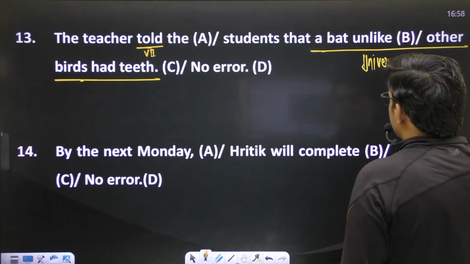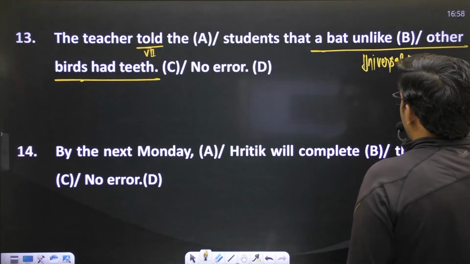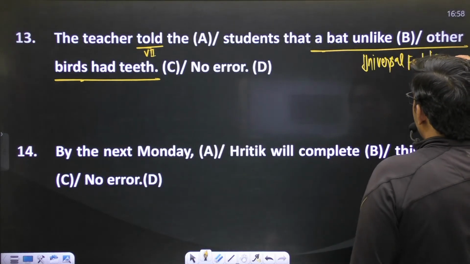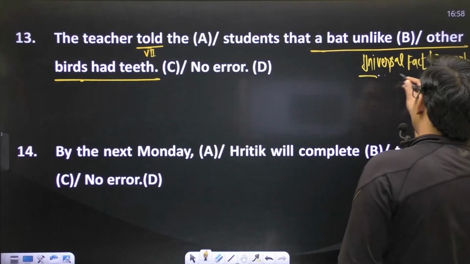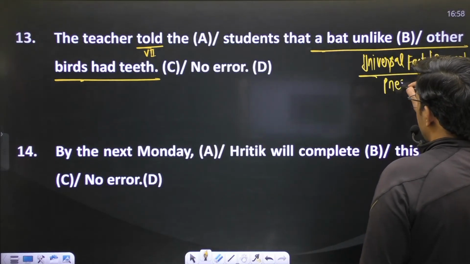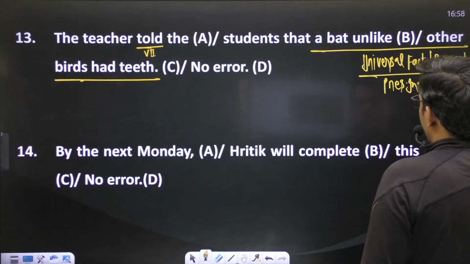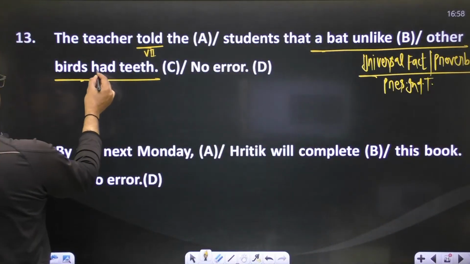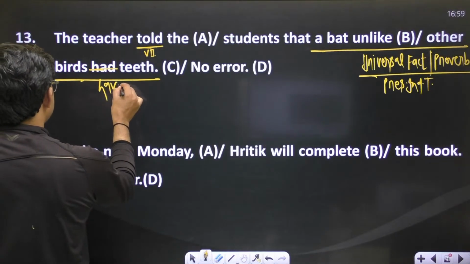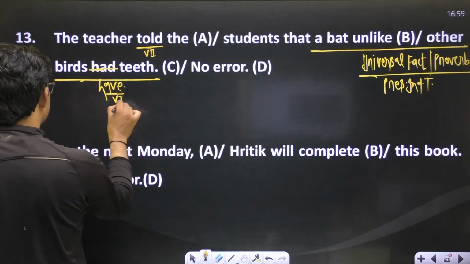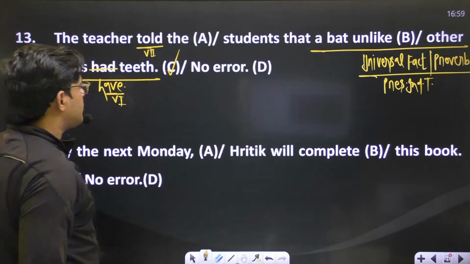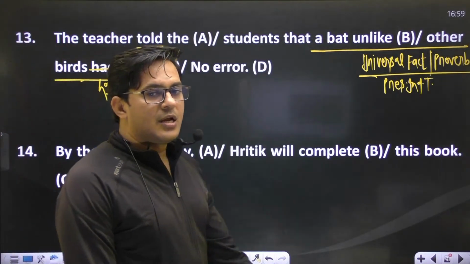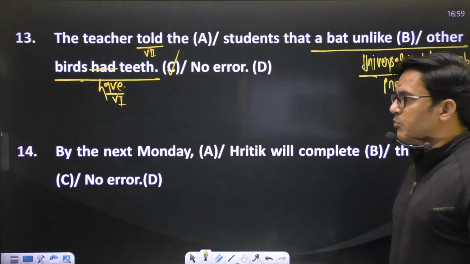A universal fact, scientific fact or proverb demands present indefinite tense. So you have to maintain present indefinite tense, and for that, replace had with have. The first form of the verb will be there. The sentence will be, the teacher told the students that a bat, unlike other birds, have teeth. Now the sentence will be fine. Okay, move to the next sentence.